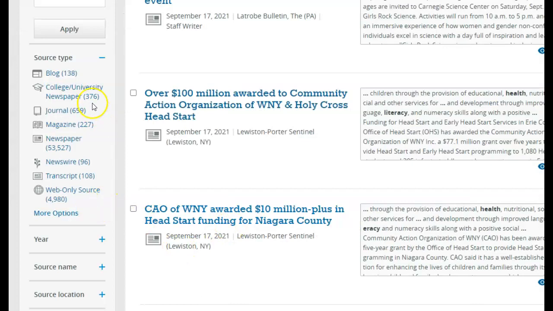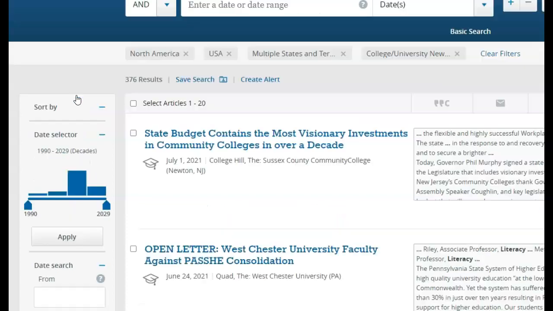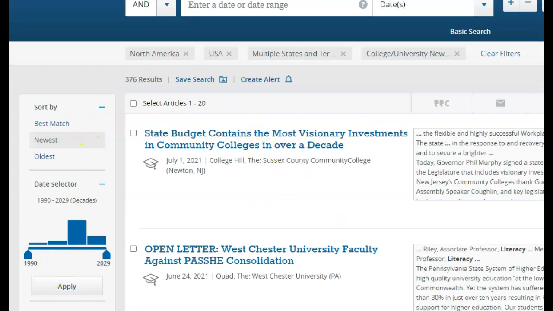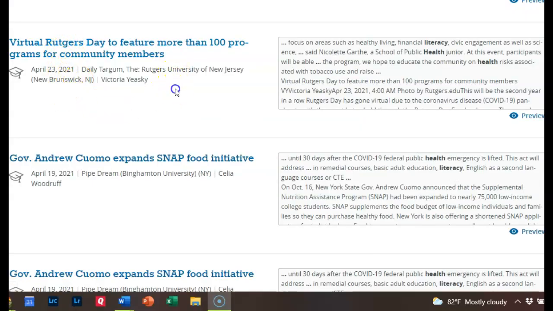Most databases will allow you to narrow it by type of source and the like, and that might be useful as well. So for instance, if I wanted to look at the issue as is being represented in college newspapers, I would have only 376 articles to look at, including possibly an article from our very own Targum about Virtual Rutgers Day earlier this year. I'm not going to get into that now. I'm just using health literacy as a way to demonstrate how to use the websites. And I'll continue to do so as we move on. So let's move on.